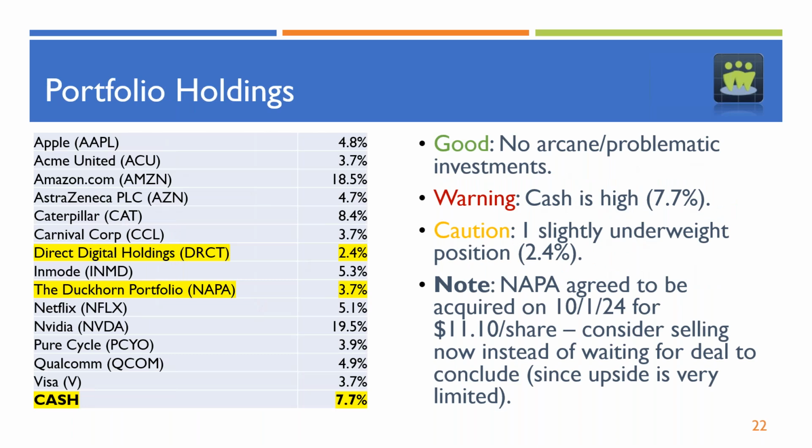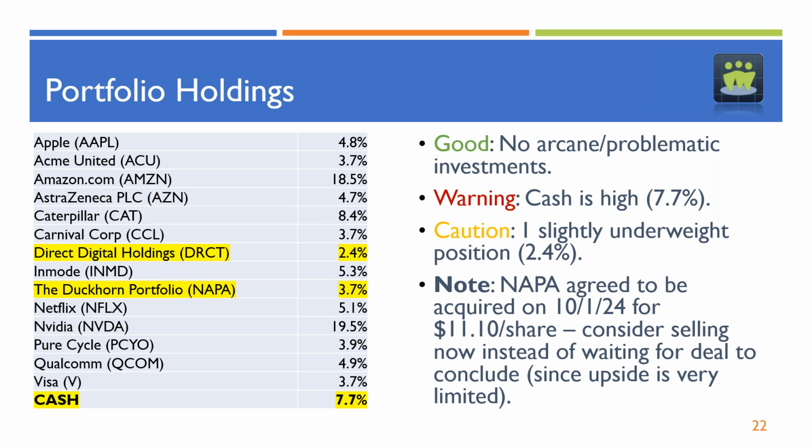Here are the portfolio holdings. Here's the list of the companies I've highlighted in yellow, some areas in which some attention might be paid. There's no arcane or particularly problematic investments here. There's no limited partnerships or real estate investment trusts. The cash is a little high at 7.7%. Part of that is a CD that I presume they're locked in with.